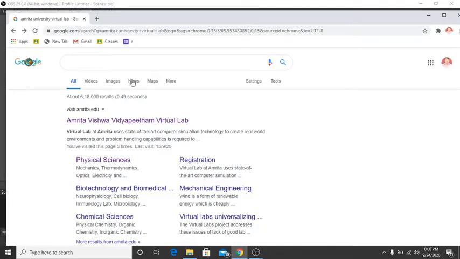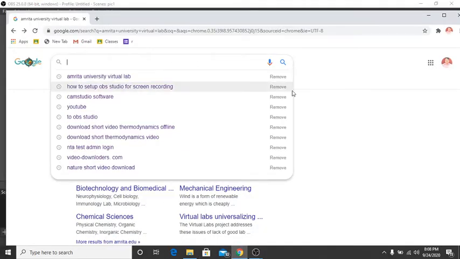Hi friends, I'm going to share my ideas about the experiment to determine the coefficient of thermal conductivity of a bad conductor with the help of this virtual lab.